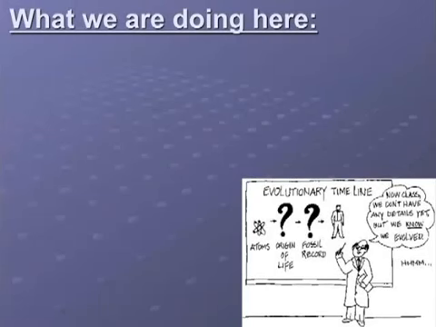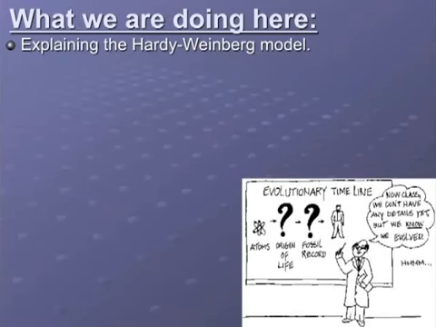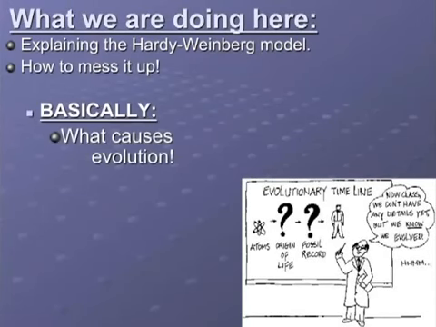So, in this video, we are explaining the Hardy-Weinberg model, which is basically the idea of looking at the genes in a population. And then we're going to talk about how you mess up the Hardy-Weinberg model. Basically, what causes evolution, the general cause of evolution, and the timeline, how it actually happens.